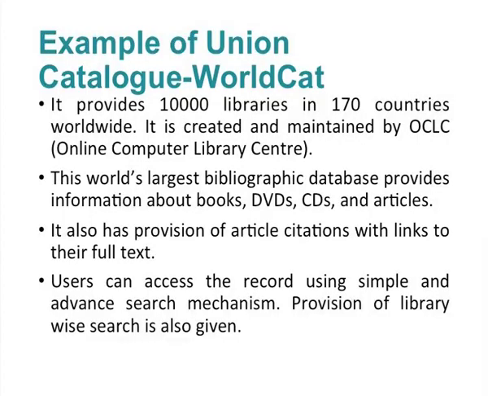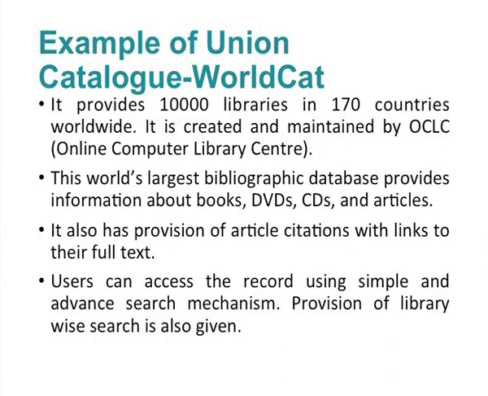Now, the WorldCat has more than 10,000 libraries participating from 170 countries worldwide. This WorldCat became a reality, initiated by OCLC, the Online Computer Library Center, and it is the world's largest bibliographic database, providing information about DVDs, books, CDs and articles. Not just that, lots of other types of content are also incorporated into it. It also has a provision of article citations with a link to their full text.